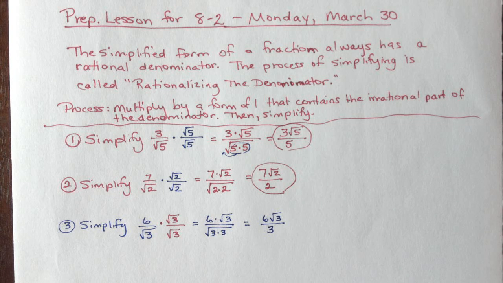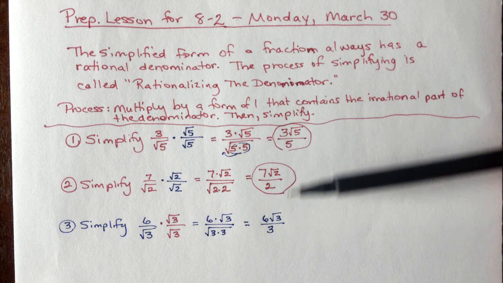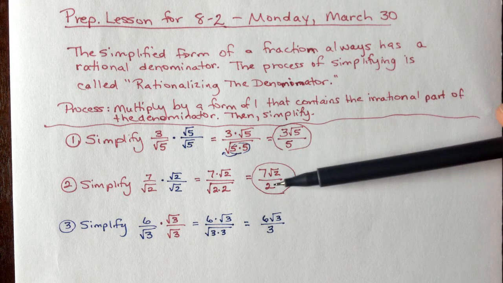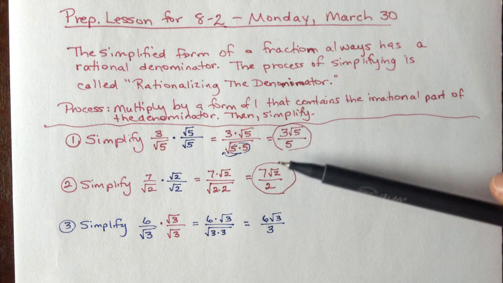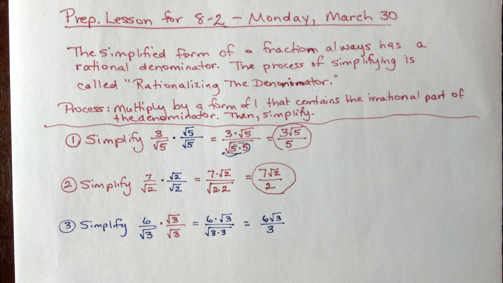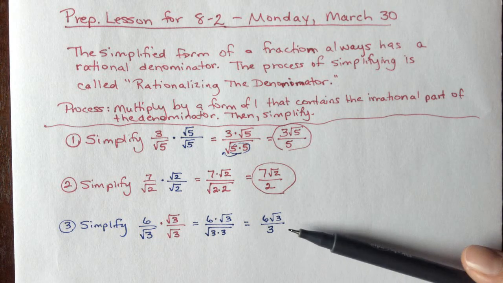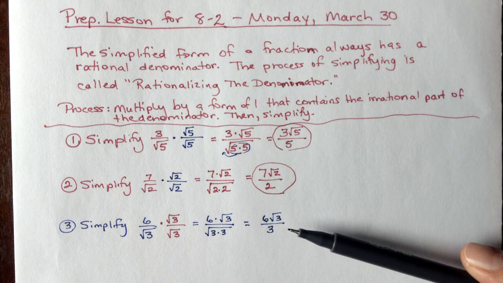Now we aren't finished with this one because there's a new piece of work that needs to be done here that didn't exist before. In problems 1 and 2, 3, 5, and 7 and 2 are all prime numbers, and they share no common factors other than 1. So once we got the rationalization done, there was no additional simplifying that could be done. There is additional simplifying that can be done here.